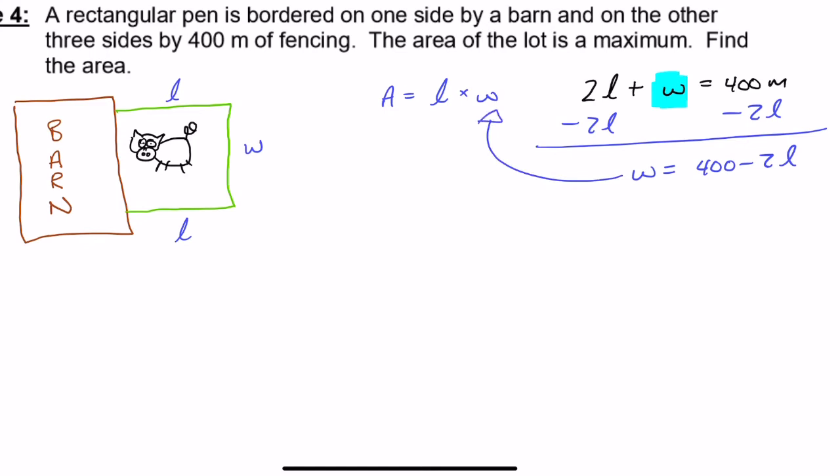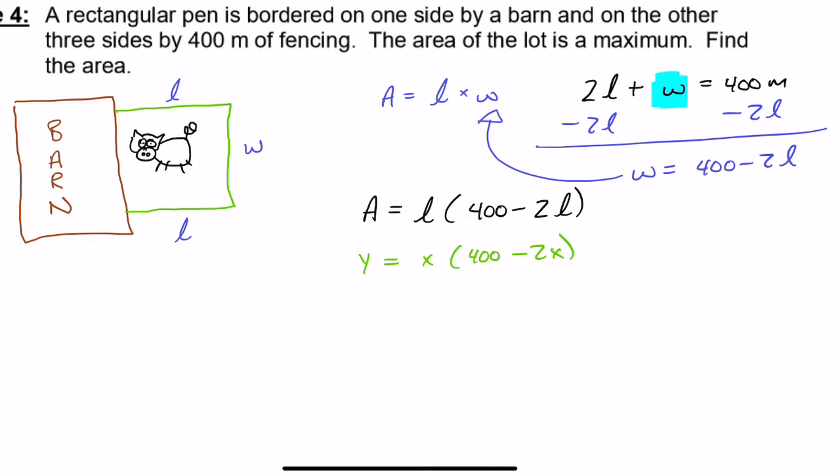So we get a formula for area, which we're going to try to maximize, equals L times 400 minus 2L. Again, just like the first question, you can expand this, put it in the right order, and then complete the square. But I think it's easier, I'm just going to graph it on Desmos. So what I'm going to graph is y equals x times 400 minus 2x, and then I'm going to find the vertex. If you're doing it on your graphing calculator, the window's going to be huge.